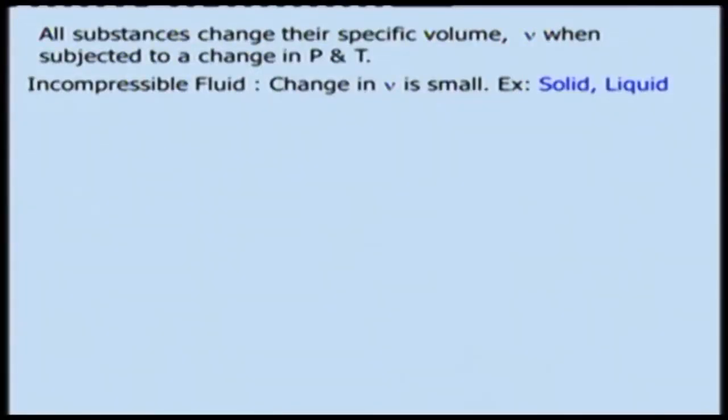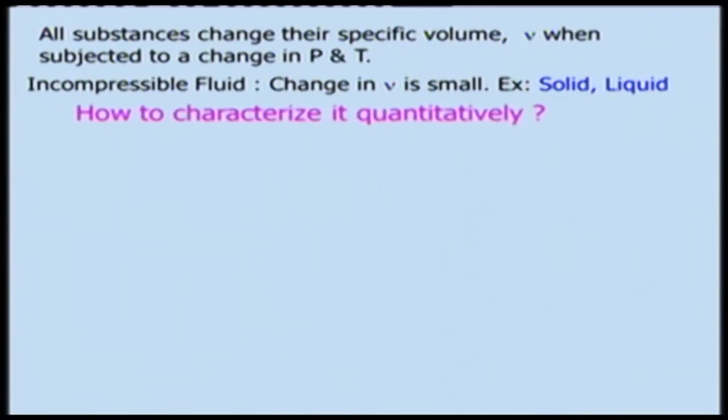Now, that change will be quite small. If I consider a gas, where I apply the pressure or the temperature or heat, then the expansion will be very high. Therefore, the change in specific volume in the case of solid and liquid is quite small as compared to the gas, and we call it an incompressible fluid. And where the change is very large, we call it a compressible fluid.